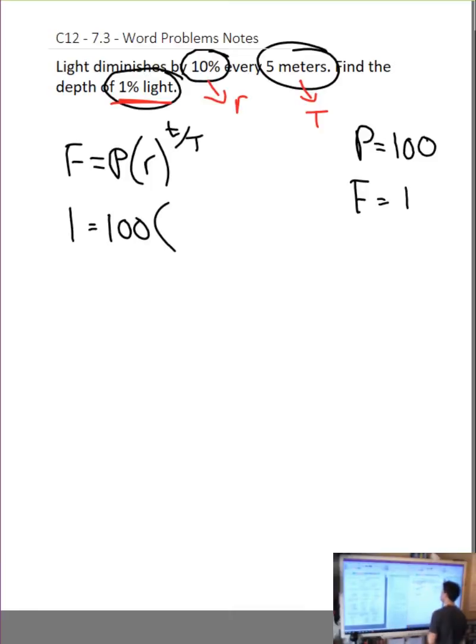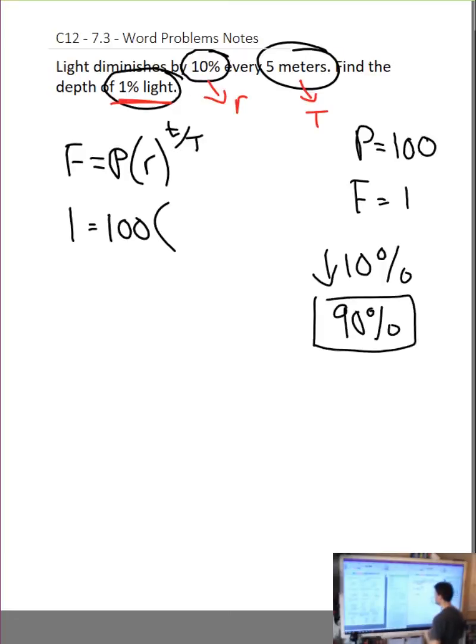My rate, now what's my rate? So if I'm diminishing 10%, well, if I go down by 10%, that means that I'll want a rate of 90%, because my rate, the thing inside the brackets, is always the percentage that we want in the future. So my rate will be 0.90. To the exponent, we're looking for the depth. So t, the time that's going to happen, is the d, the depth. And this occurs every 5 meters.